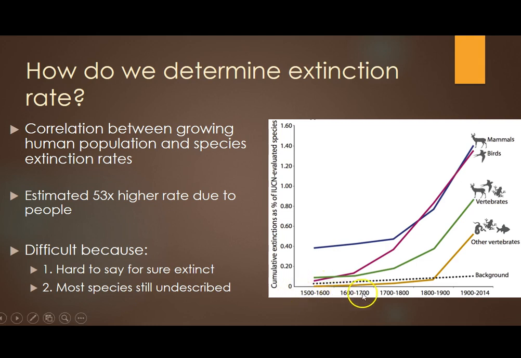In this figure, you've got the date in years, and then cumulative extinction events, so they add up. What you notice is that over time, each of these categories of animals goes extinct at higher rates, right? That correlates with human population rates, and with the Industrial Revolution and our ability to use resources at a greater rate. It's estimated that the extinction rate is 53 times higher due to people.